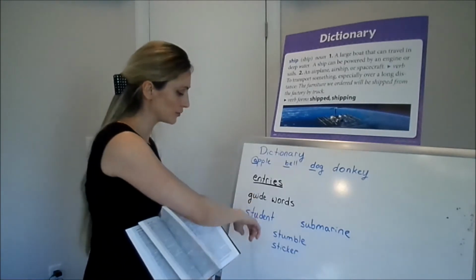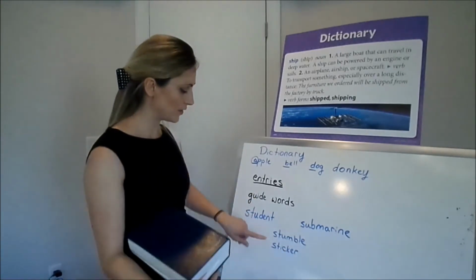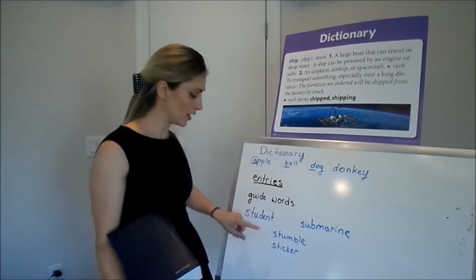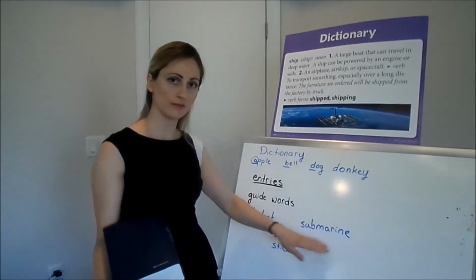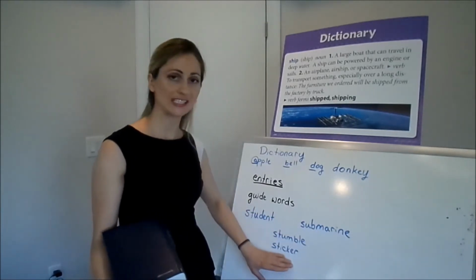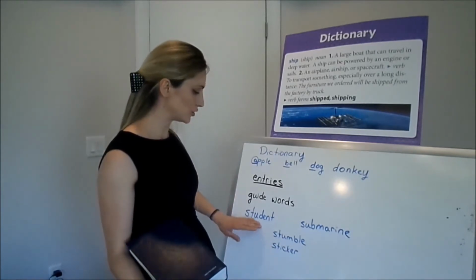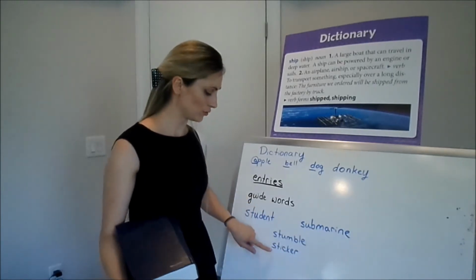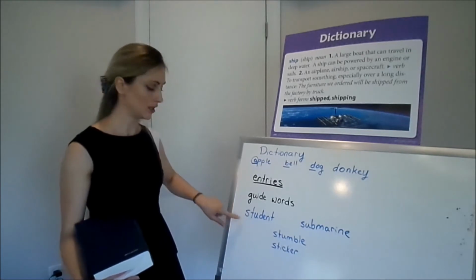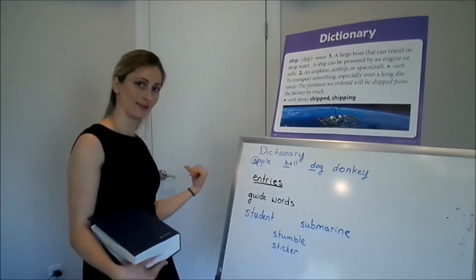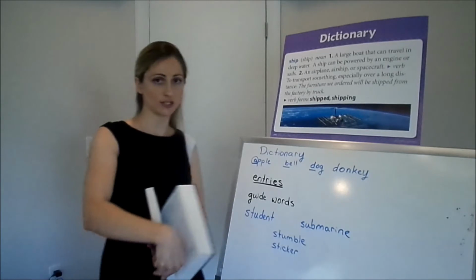Okay, so that's why I'm showing you these as an example of whether, if you're looking for the word stumble, is it going to be between student and submarine? Yes, it will. But if you're looking for the word sticker, will it be between student and submarine? No, sticker comes before STU. So you are going to go this way to look for the word sticker in a dictionary.